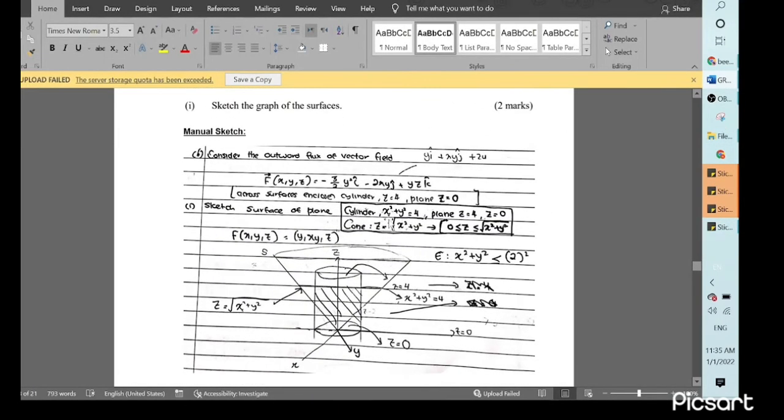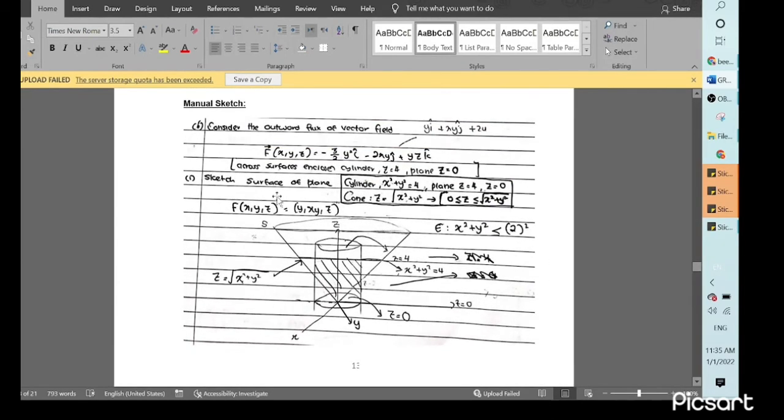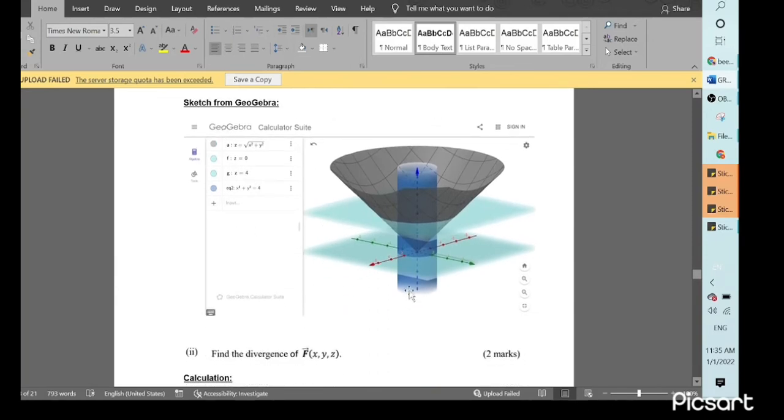So here, this is my manual sketch. I did this by myself using the given cylinder, the cone, and the plane. And this is the sketch from GeoGebra. Actually, for z equals 0 and z equals 4, the plane, you can see the blue one is the plane. This is 0 and this is 4. Then z equal to the square root of x squared plus y squared is the cone, and x squared plus y squared is equal to 4 is the cylinder.